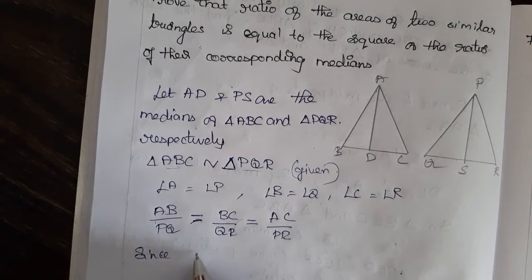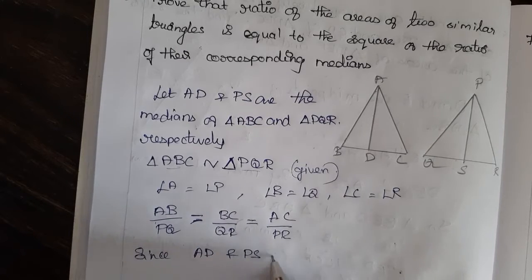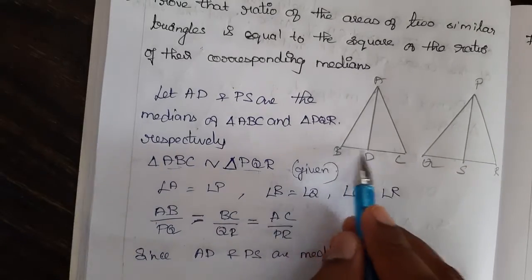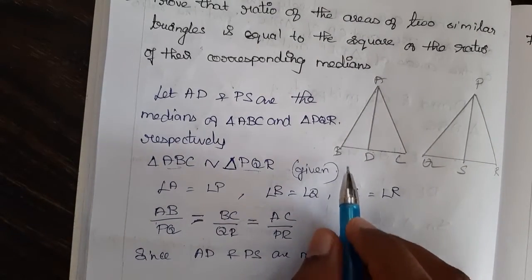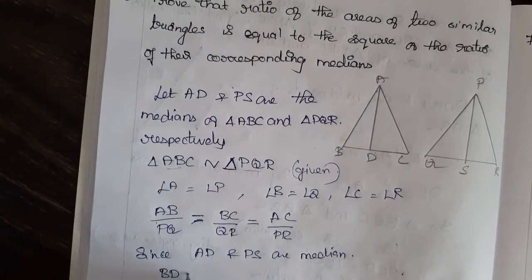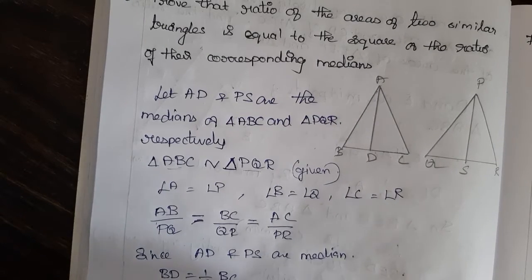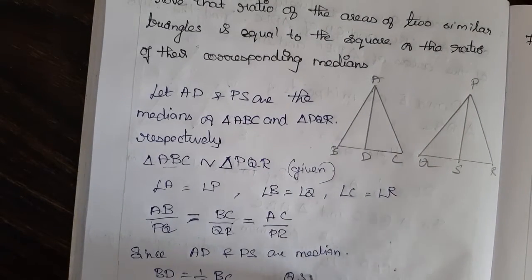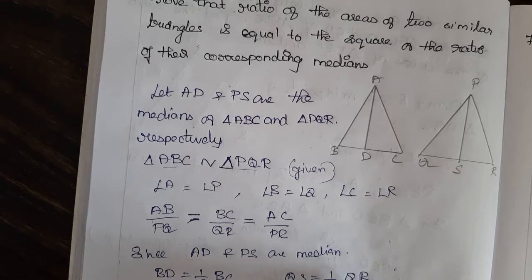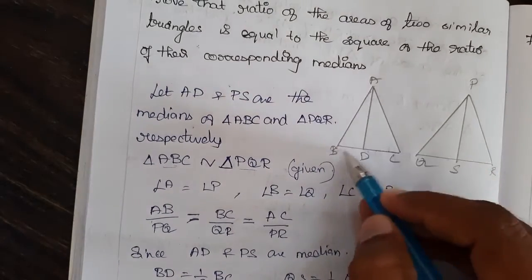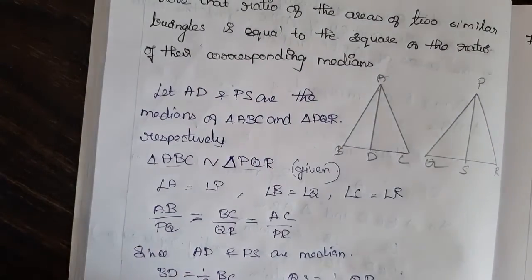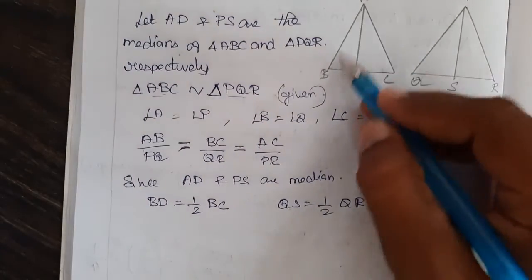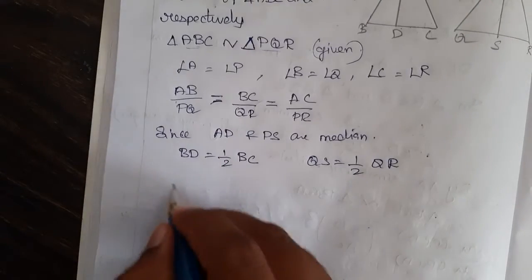Since AD and PS are medians, BD is equal to DC, which is half of BC, right? So BD is equal to half of BC. The same way we can say QS is equal to half of QR, since it's a median. So now we are comparing triangle ABD and triangle PQS, the smaller triangles, let's say.